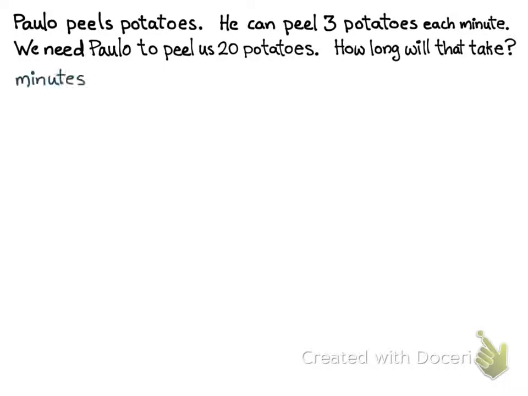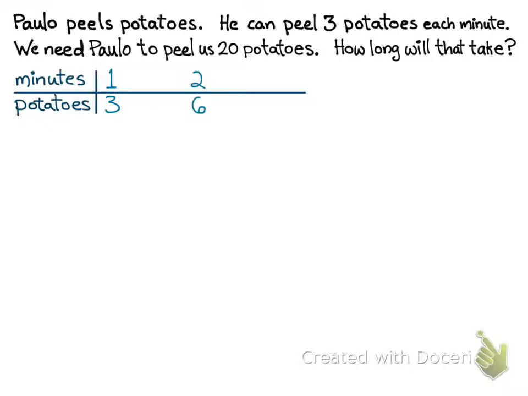To solve this, I first started by making a ratio table with minutes and potatoes. So 1 minute goes with 3 potatoes. It takes 1 minute to peel 3 potatoes. If I double both of those numbers, I get 2 minutes to peel 6 potatoes. If I triple it, I get 3 minutes to peel 9 potatoes.